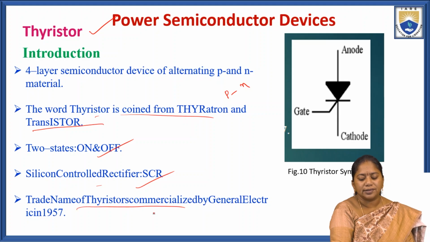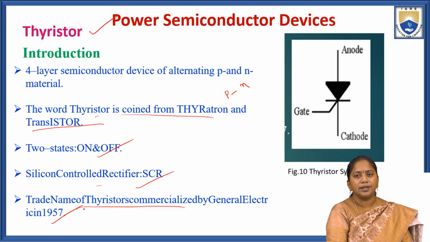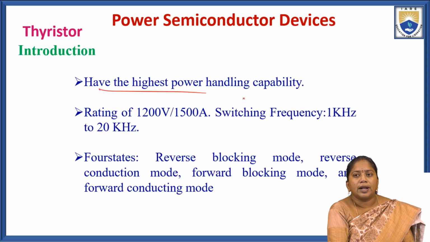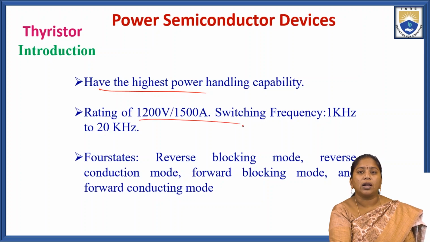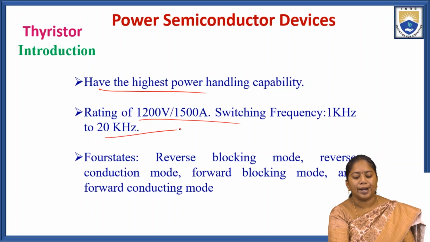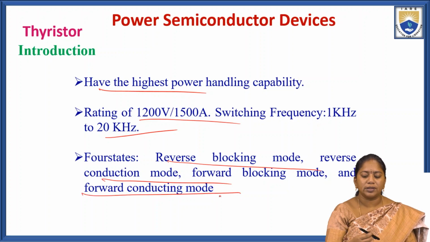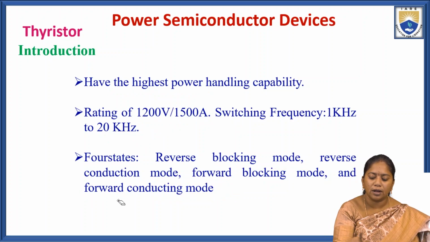The trade name of the thyristors was commercialized by General Electric in 1957. Thyristors have the highest power handling capability, with a rating of 1200 volts by 1500 amperes. The switching frequency is 1 kilohertz to 20 kilohertz. It has 4 states: reverse blocking mode, reverse conduction mode, forward blocking mode and forward conducting mode. These 4 states are available in the thyristor.